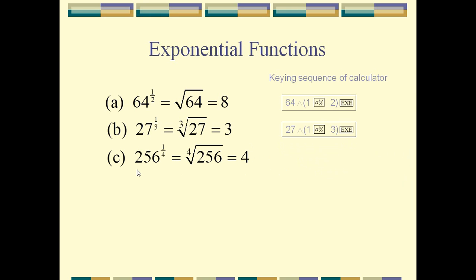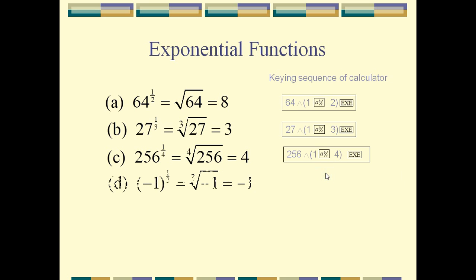And the next one is 256 to the power 1 over 4. We can type this like this. Similarly, when you have a negative number here, since the root is an odd number, a negative number is acceptable. So you press the negative sign, not the minus sign, and then press 1, and then the cap with the power 1 over 3. Then you press execute, and you get the answer negative 1.